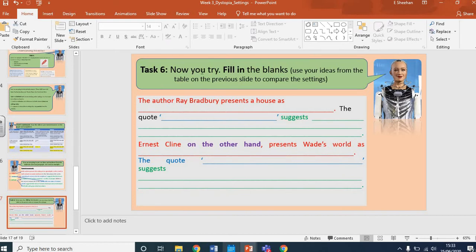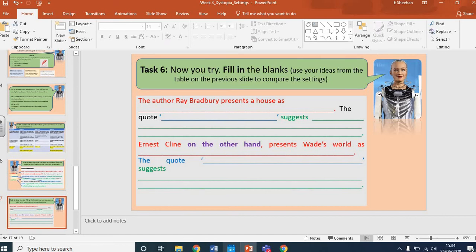So to do that, I'd like you to just fill in the blanks here. So use your ideas from the table to fill in the blanks. So the author Ray Bradbury presents a house as what? What is he presenting the house of? How is he presenting the house in There Will Come Soft Rains? What quote would you use to support that, and what is it suggesting about the setting?